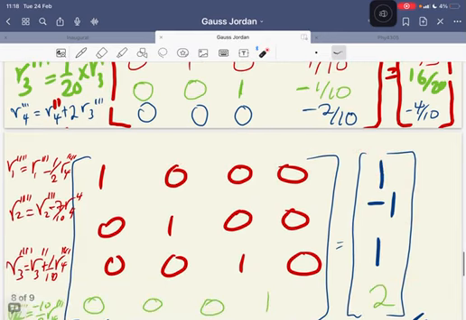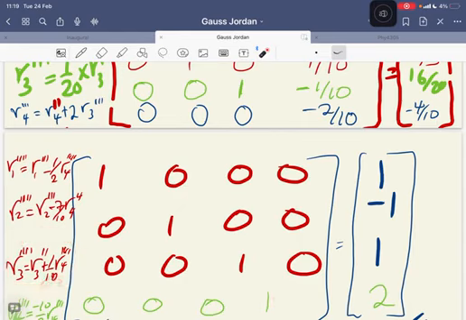The next thing is our last row, which is the third row. In that case, we have minus 1 over 10. So we use this 1 over 10 and this 1 to make this place 0. So what we simply do is multiply this with 1 over 10 and add. So that's what we did.